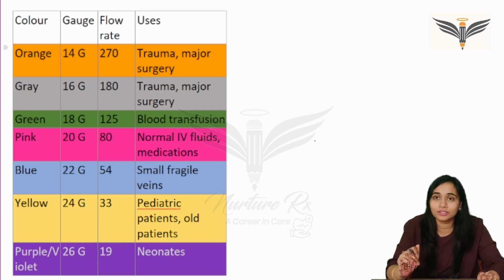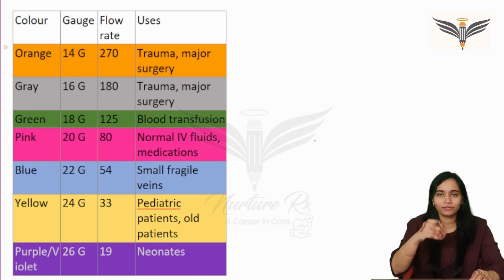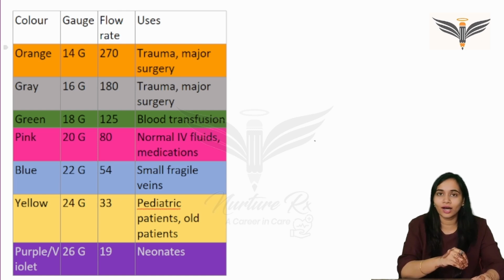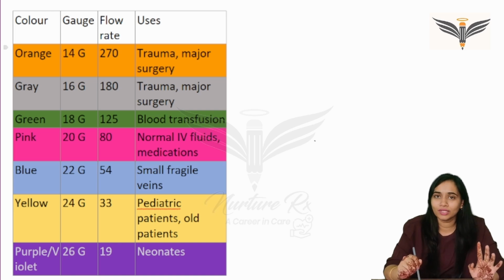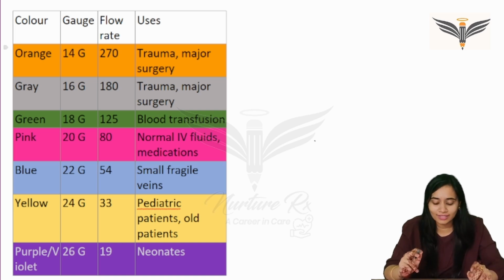Okay, now coming to the next one is the blue color cannula, which is 22 gauge. And what is it used for? Now, blue color cannula, how are you going to remember it? Whenever you see your feet or even your arms, you see very tiny, thin, blue colored veins. Okay, so you're going to remember it like that. Whenever you have to insert a cannula into a very thin vein, what color cannula are you going to use? Blue color cannula. So, whenever small fragile veins are involved, blue color cannula is used. And what is its size? It is 22 gauge. Okay.